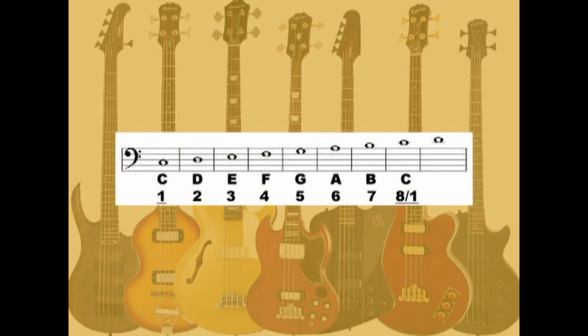So far, we have learned intervals starting with the root up to its octave. There are also compound intervals that allow you to count higher than 7. For example, the octave of the root can be called the 8th interval in addition to the 1st interval. We know that D is the 2nd interval. However, it can also be considered the 9th as well.